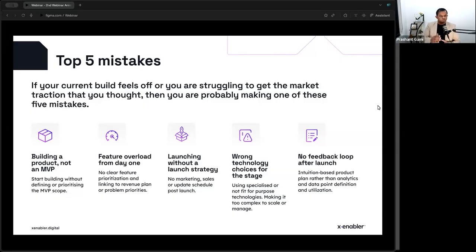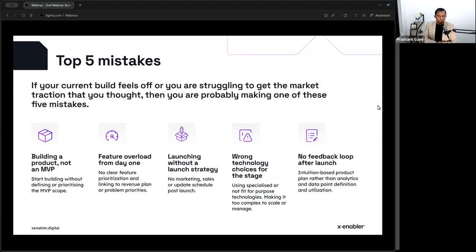You are struggling to actually make the market buy that product, or you have a small user base and you're not able to scale up. These are probably one of the 5 mistakes that you have made, and it's okay. There's no end of the road. You can always solve them. So let's go through what those 5 mistakes are.